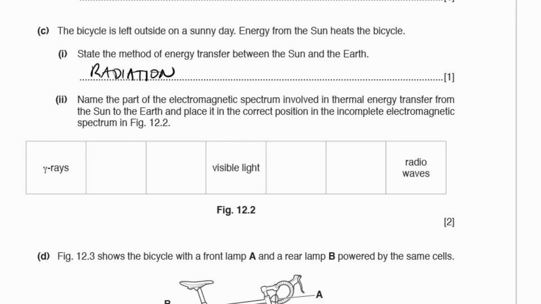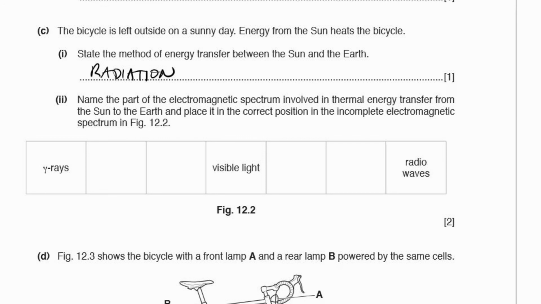2. Name the part of the electromagnetic spectrum involved in thermal energy transfer from the sun to the earth and place it in the correct position in the incomplete electromagnetic spectrum. Alright. Oh, it doesn't want us to fill it in. A lot of the times they just give us these empty tables and we have to fill them in. So if you hadn't read through the question carefully, you might start filling these in completely.